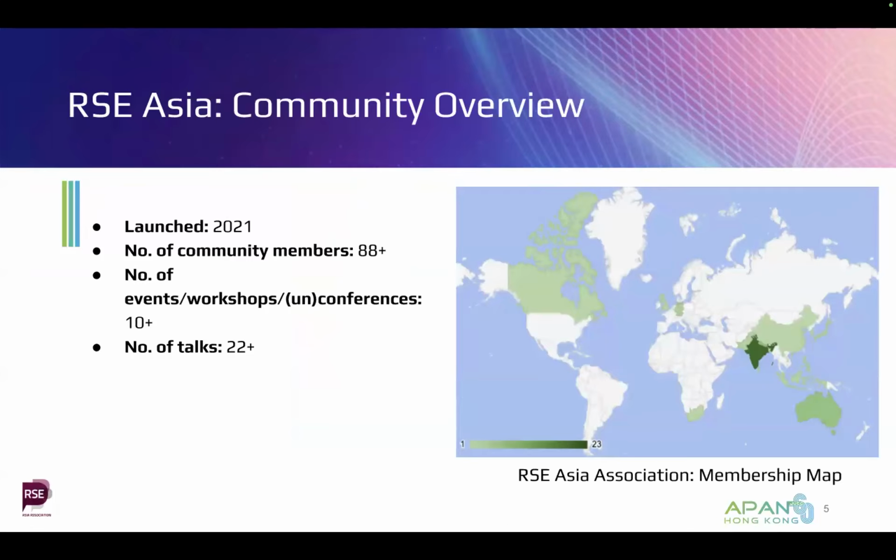Now, moving on, I'd like to give a community overview of the RSE Asia Association. On the screen, you can see a map of the community membership of all the people who have joined us as community members. So we had launched RSE Asia Association as a community in 2021. So far we have more than 88 members. We have conducted more than 10 events, workshops, or conferences, and we have delivered more than 22 talks.